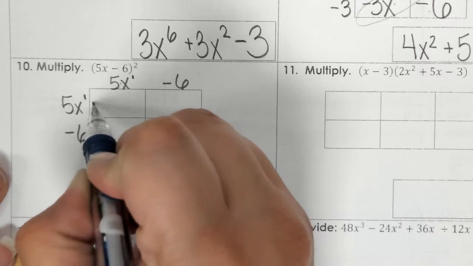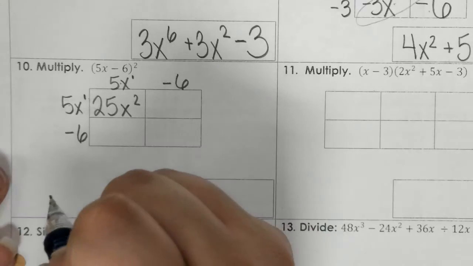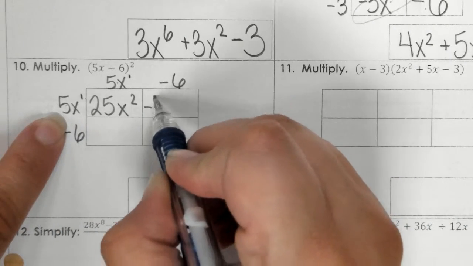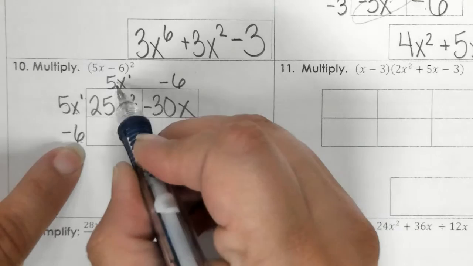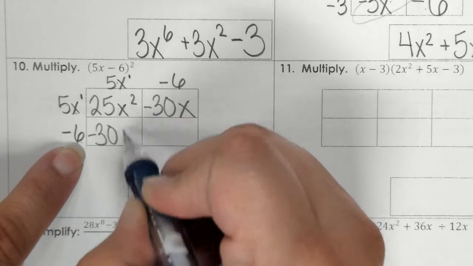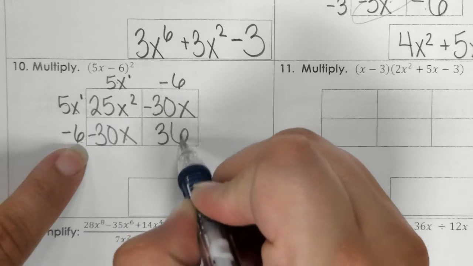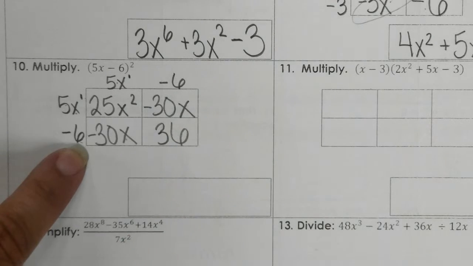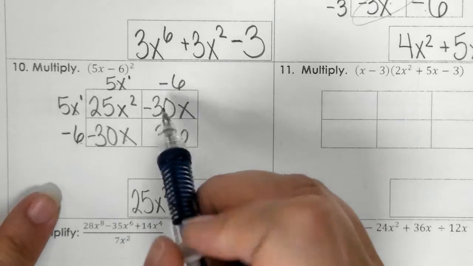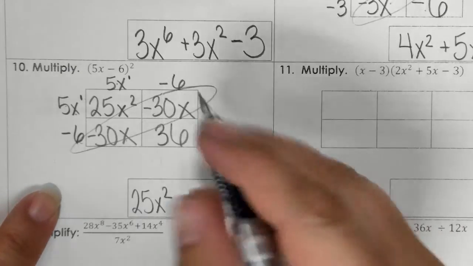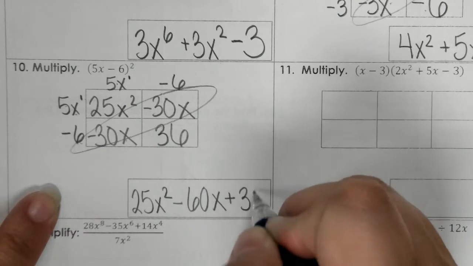So 5 times 5 is 25, but x times x is really x squared, because I had to add the ones. Okay, 5 times negative 6 is negative 30, but I can't forget the x. Negative 6 times 5 is negative 30, and I bring the x down. And then negative 6 times negative 6 is positive 36. So I write the 25x squared first. The negative 30 combines to be negative 60x. And then the 36 just goes at the end.